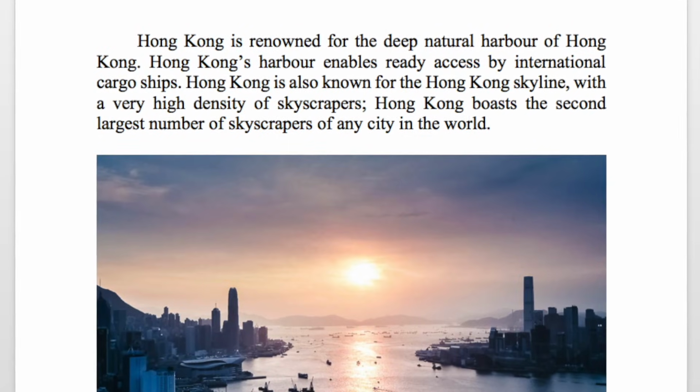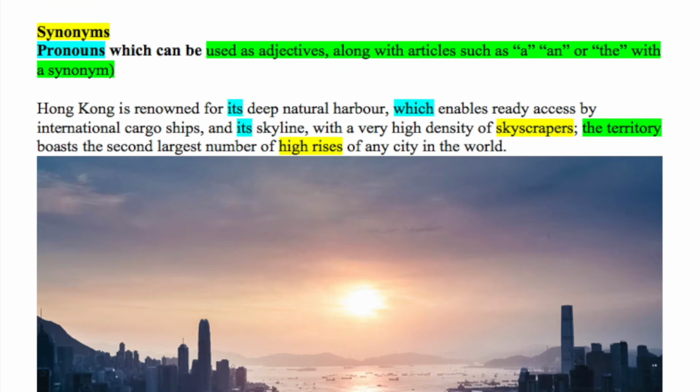Let's look at that same paragraph with some synonyms and pronouns cleverly used in place of these nouns. Hong Kong is renowned for its deep natural harbor, which enables ready access by international cargo ships, and its skyline, with a very high density of skyscrapers. The territory boasts the second largest number of high-rises of any city in the world. This strategy is a great way to not only make your writing sound more fluent, but to express your ideas in a clearer and more concise way.